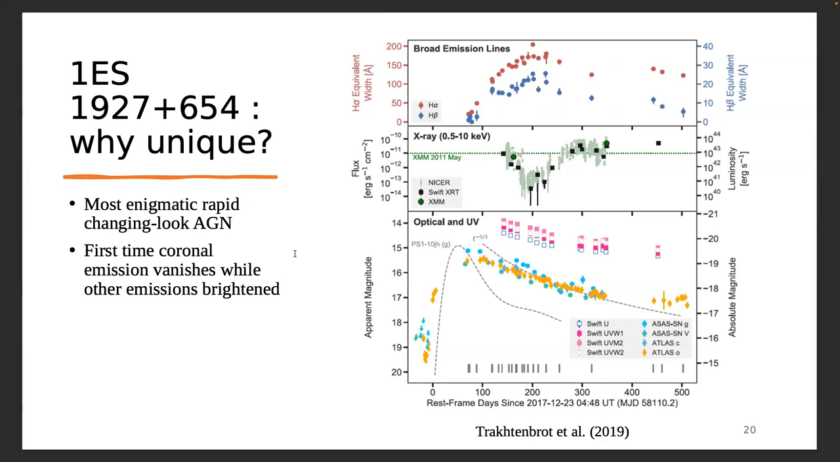And the interesting part here is that for the first time, we see that the coronal emission, the power-law continuum that dominates above the 2 keV band, was completely gone after 200 days. So when there was a change in the accretion rate or change in the luminosity in December 2017, then around April 2018 we see the coronal emission was completely gone and we only detected an upper limit. So this is the first time this type of phenomenon has happened, when the corona has completely vanished.